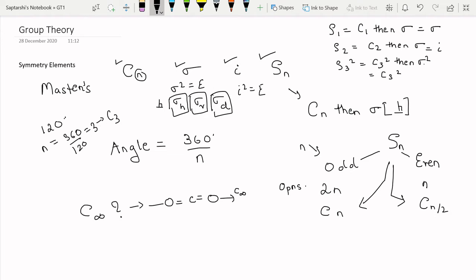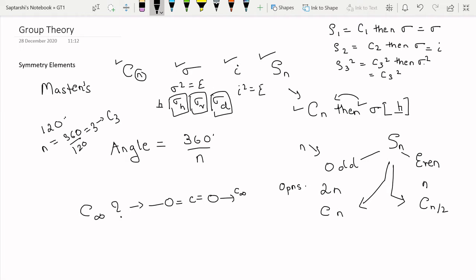Over here we have I, which is the center of inversion, and Sn, the improper axis of rotation, which is actually Cn and then a reflection perpendicular to Cn. Cn is a rotation, and then the reflection has to be perpendicular to that rotation. I have also given you some tricks and traps that are actually asked in exams to confuse students.